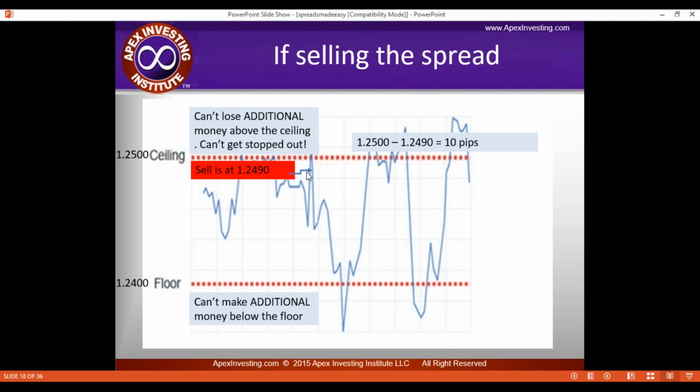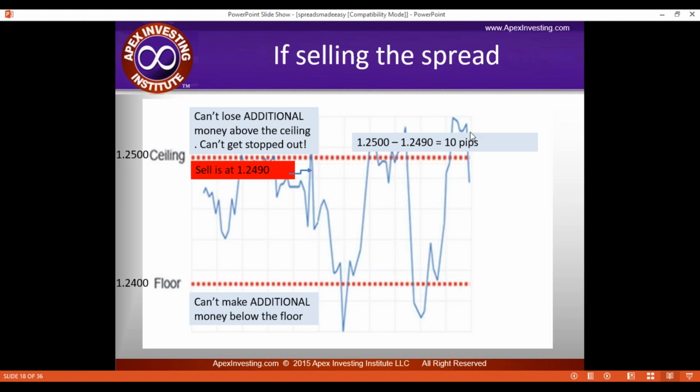So what is the most, if I'm selling, saying the market's going to go down, and I'm wrong and the market goes up, what's the most that I can lose? Because if the market goes up against me, 50 ticks against me, do I lose all 50 pips? Or can I only lose money up to the ceiling? Right, exactly, Phyllis. I can only lose money up to the ceiling.